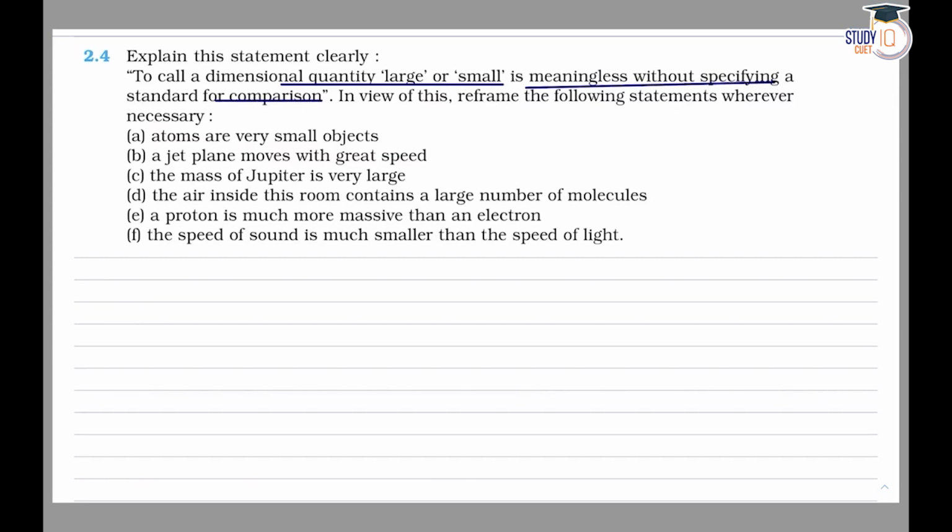So whenever you call something large or small, only with a reference level can you say that a particular thing is large or a particular thing is small. So the comparison is done only with a reference level.